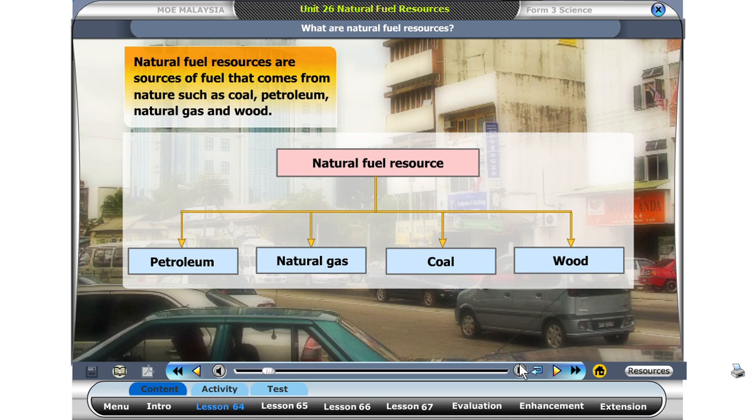What kind of fuel is used in these vehicles? Where does this fuel come from? Petrol, diesel, and natural gas originate from living things, so they are known as natural fuel resources. Other examples of natural fuel resources are coal and wood.